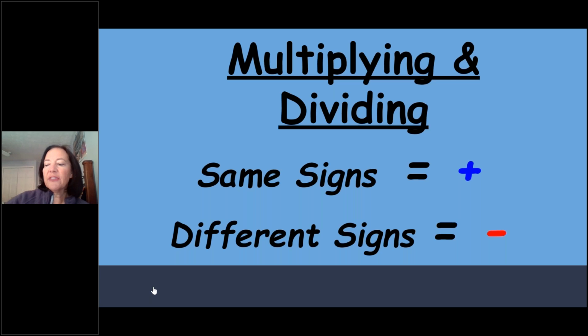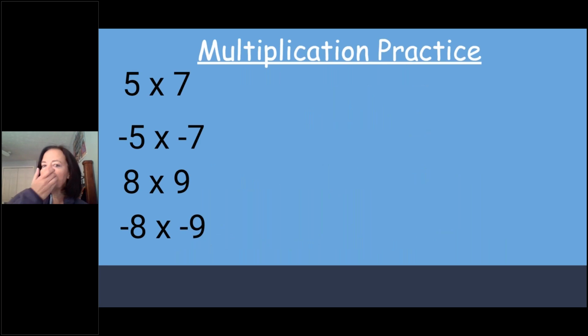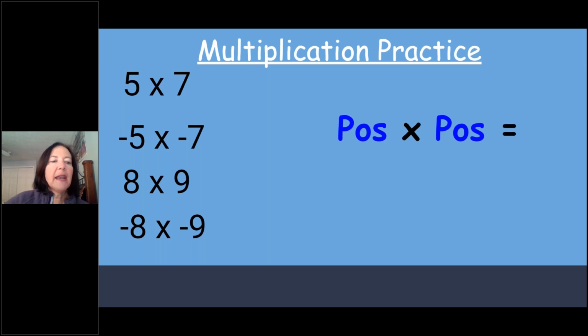Okay. Multiplying and dividing, the rules for multiplying and dividing positive and negative numbers are much more simple. If the signs are the same, the answer is positive, and you're just going to multiply it like normal. If the signs are different, the answer has to be negative, and you're just going to multiply or divide like normal. So let's practice these. 5 times 7, what does that equal? 35. Perfect.